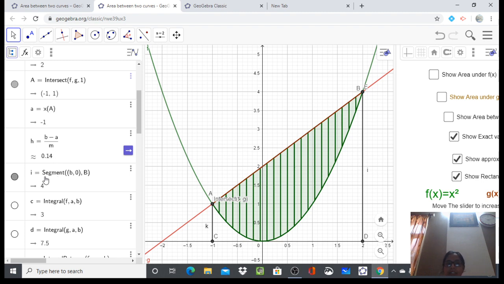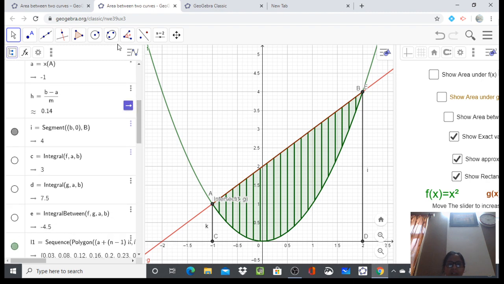Next I have taken this segment B0. B0 is this point, and A0 is this point. B0 to the point B. So we have joined this segment. This is the segment joining this B point to D point, and this is the line segment joining A to C.